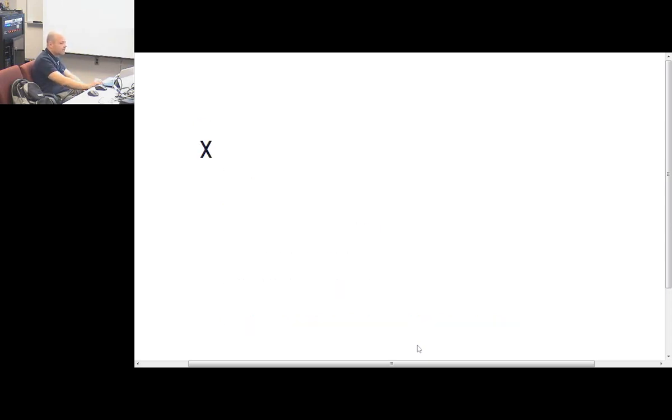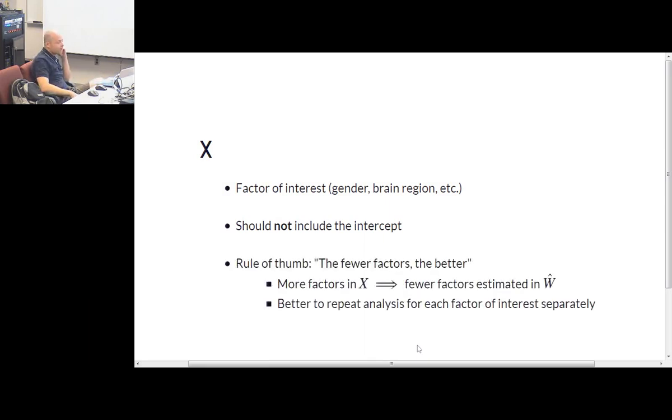X is the factor of interest, so things like gender or age or region. You do not want to include an intercept in X. And just as a rule of thumb, the fewer factors that you include, the better. The basic reason for that is the more stuff you put into X, the less can be estimated and adjusted for in our estimated W. And if you do have several factors of interest, in general, it's going to be best to just rerun the analysis several times, one for each factor that you're interested in.